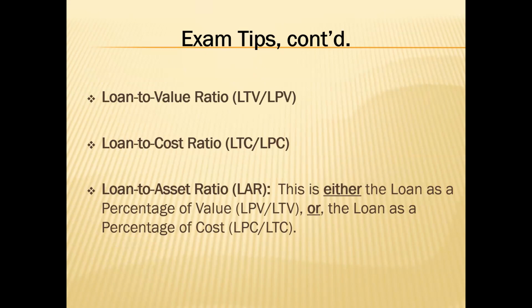Okay, again, loan to value ratio, LTV, LPV, loan to cost, LTC, LPC, loan to asset ratio. This is that question that I had to correct earlier from the homework. LAR is either the loan as a percentage of value or the loan as a percentage of cost. Okay, so LAR covers LPC and LPV. Okay.